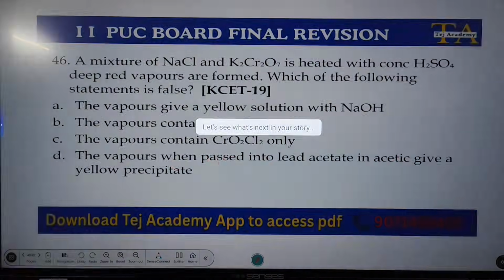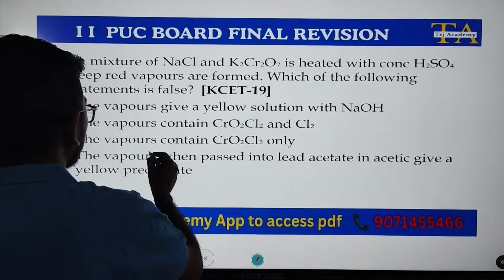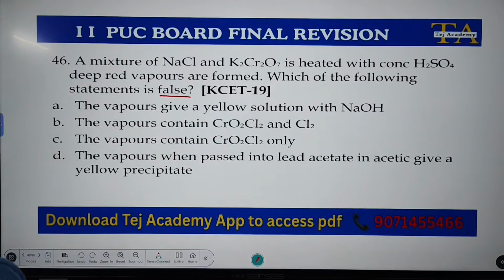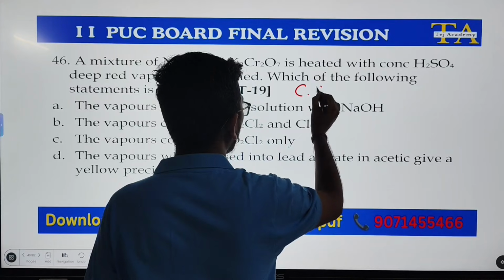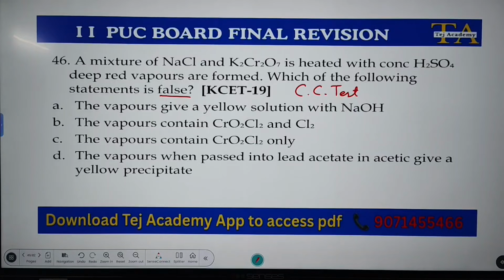46th question. A mixture of NaCl and K2Cr2O7 is heated with concentrated H2SO4, so deep red vapors are formed. Which of the following statements is false? This is a previous year question paper. If you remember, they are asking false. The vapors give yellow solution with NaOH. So which test is this? This is the chromyl chloride test from salt analysis. If you remember, sodium chloride plus K2Cr2O7 heated in concentrated H2SO4, you will get red vapors.